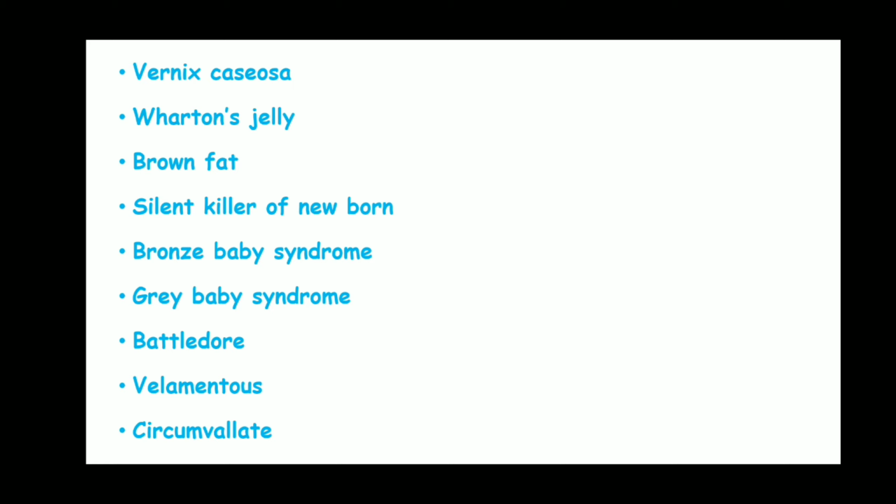Brown fat is an adipose tissue. This is the one that helps the baby from developing hypothermia, and it's seen in most places, but mainly over the back, along the sides of the spine and towards the shoulder blade. The silent killer of the newborn is mainly hypothermia, and bronze baby syndrome is a complication of phototherapy. Grey baby syndrome is due to the usage of the drug called chloramphenicol. It's an antibiotic.